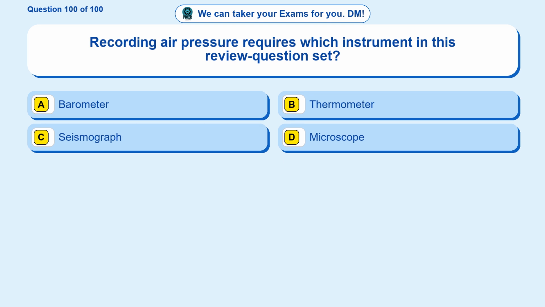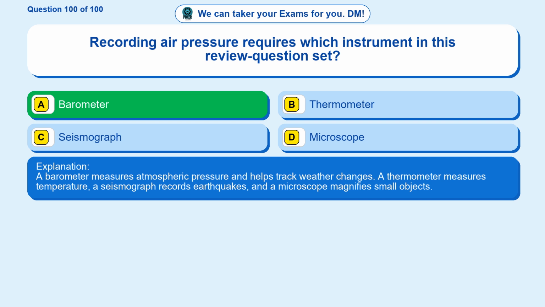Question 100. Recording air pressure requires which instrument in this review question set? Option A, barometer. Option B, thermometer. Option C, seismograph. Option D, microscope. The correct answer is option A. Barometer. A barometer measures atmospheric pressure and helps track weather changes. A thermometer measures temperature, a seismograph records earthquakes, and a microscope magnifies small objects.